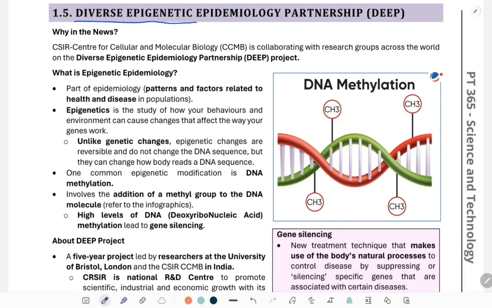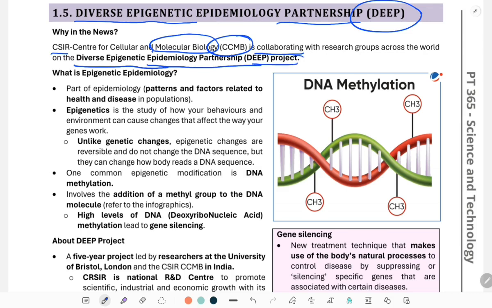We will discuss the topic Diverse Epigenetic Epidemiology Partnership, called DEEP. Okay, CSIR, Center for Cellular and Molecular Biology, CCMB, is collaborating with research groups across the world on the Diverse Epigenetic Epidemiology Partnership, DEEP project. We'll see what is this epigenetic epidemiology.